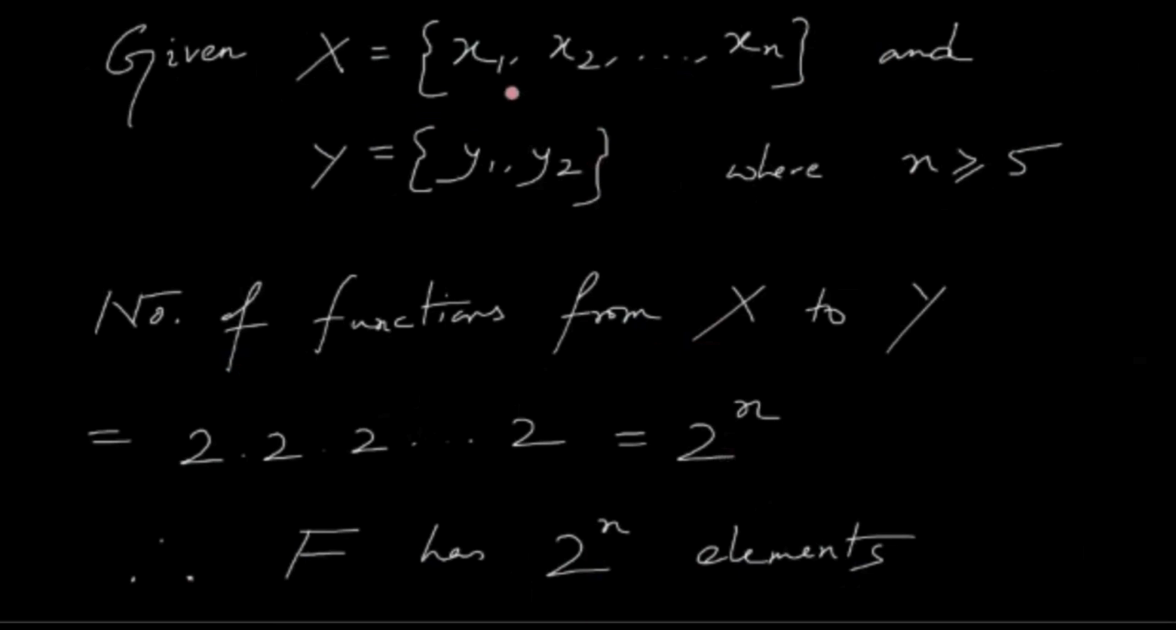Why? Because X has two options to map to, right? The element x1 can map to either y1 or y2, so it has two options. Again, the element x2 also has two options. The element x3 also has two options, and so on. The last element xn also has two options. So they all have two options, and by the multiplication rule, it's 2 to the n. So the set F has 2 to the n elements. That means there are 2 to the n functions in F. So option B is true, not A. F contains 2 to the n elements.